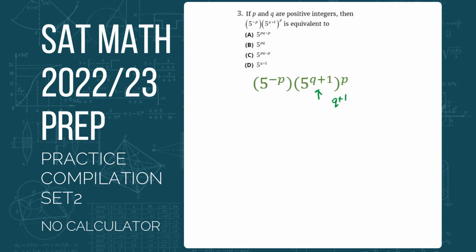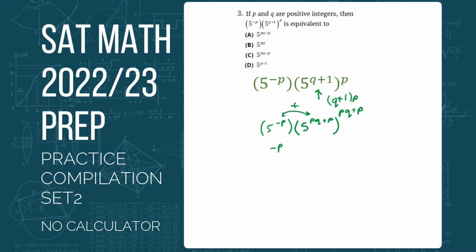Q plus 1 to the power of p is actually equal to q plus 1 times p, which will be pq plus p. So we have new powers now, which is 5 to the power of negative p times 5 to the power of pq plus p. Now, according to the rule of exponents, since we are multiplying these two values, we can add the two powers. Let's concentrate only on the powers since the base is the same.